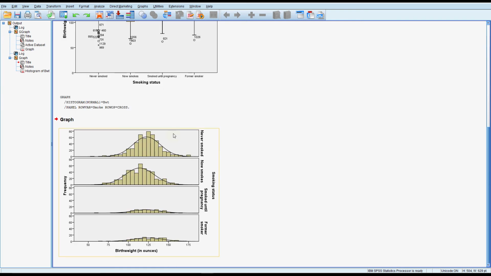So the big thing that we can see here is that we actually just have a lot more data in the first two groups. So we have a lot more women in the never smoked and the now smoked than in the smoked until pregnancy and former smoker, just by the height of the histograms.